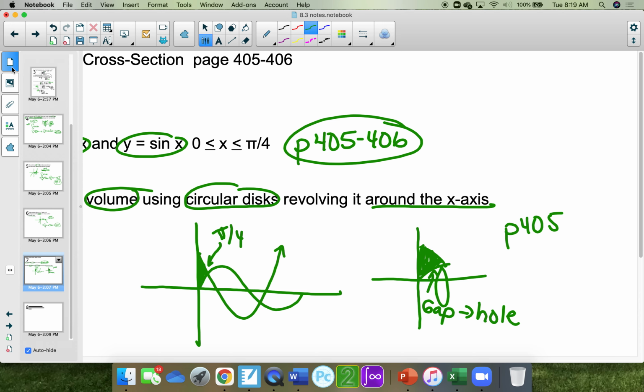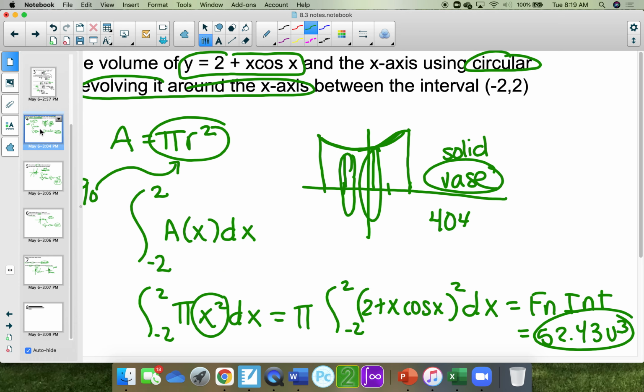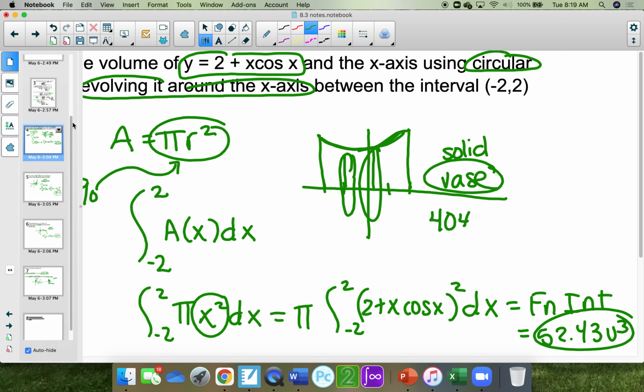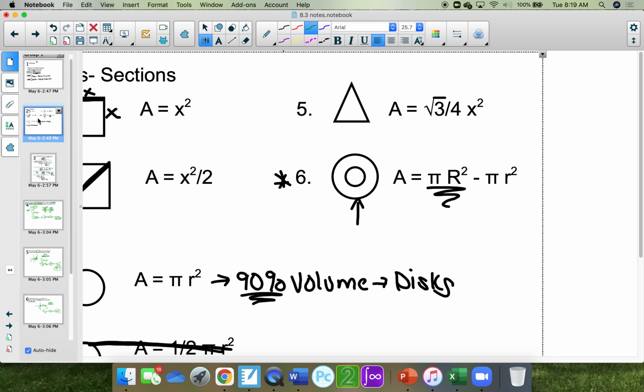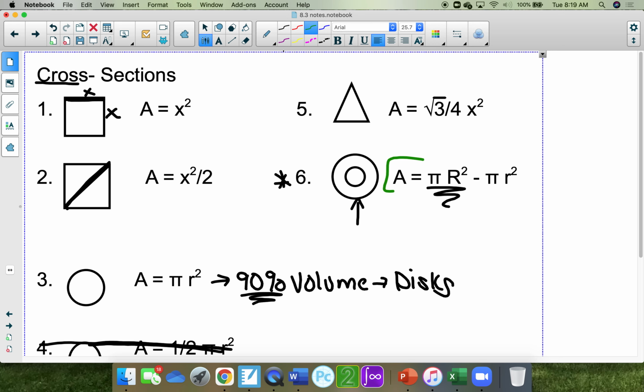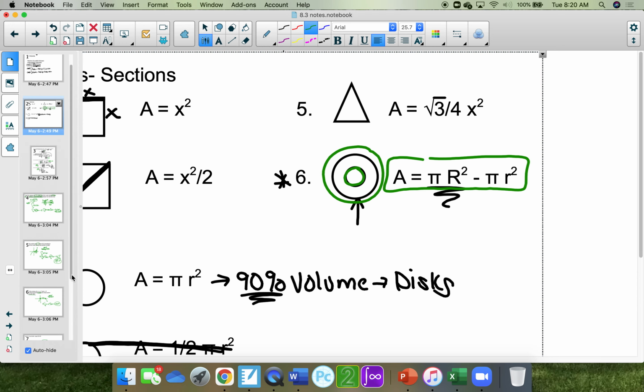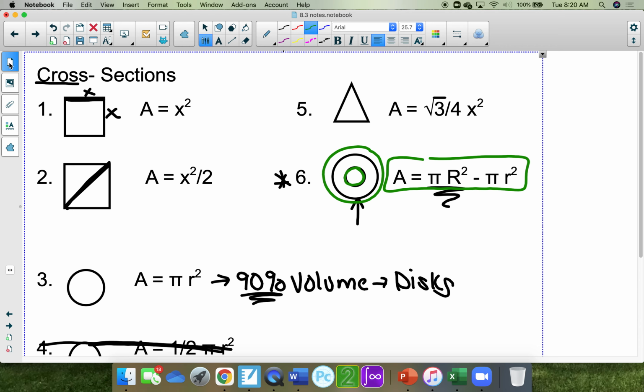So I want to go all the way back to this page right here. Do you see? We haven't talked about this one yet. If there's a hole, the area is equal to pi times the bigger circle radius squared minus pi r squared of the smaller circle. So what you need to do is set this up, and whenever there's a hole, you need to use the washer method.